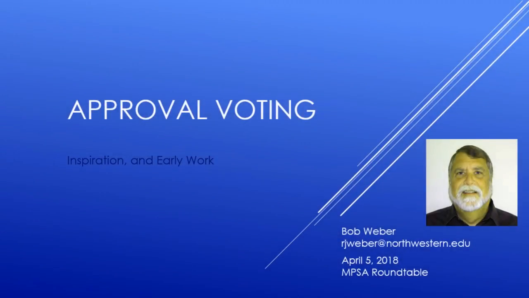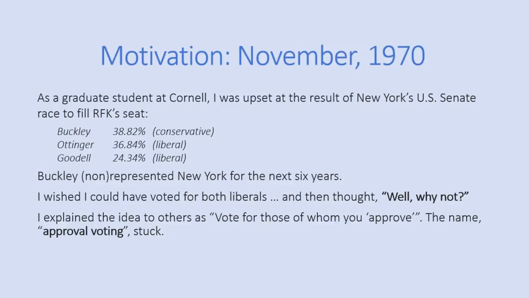Aloha. I'm Bob Weber. I'd like to take a few minutes to look back at my early involvement with approval voting. It all started in the fall of 1970, when I was a graduate student at Cornell. Two liberal candidates faced a single conservative in the race to fill Bobby Kennedy's U.S. Senate seat. The liberals ended up splitting over 60% of the vote, and the conservative won with only minority support. The next day, thinking back over the result, I found myself wishing that I could have voted for both liberals. And then I thought, well, why not? I presented the idea to several colleagues, explaining it as allowing voters to vote for all the candidates of which they approved. The name approval voting stuck.